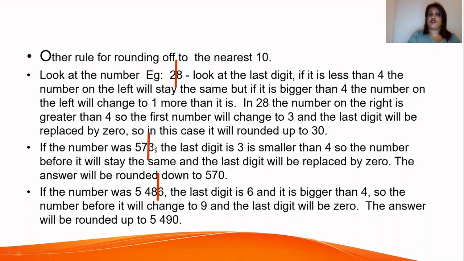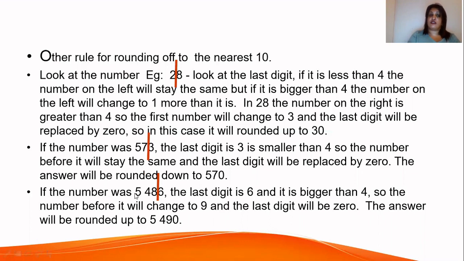Again, 7 and 3. 3 is less than 4. Right? From 4 downwards, it will stay on the same 10. So my tens is 7, so it's going to remain 7. So I'll replace the last digit that's preceding the tens column with zeros. So 573 will be rounded down to 570.